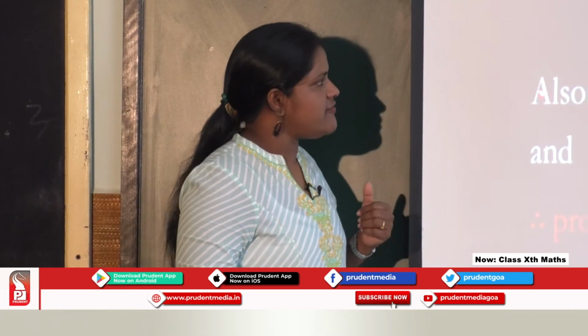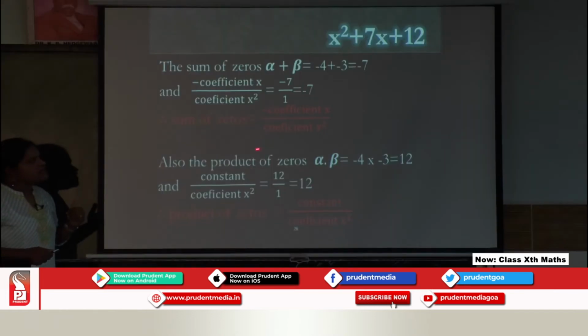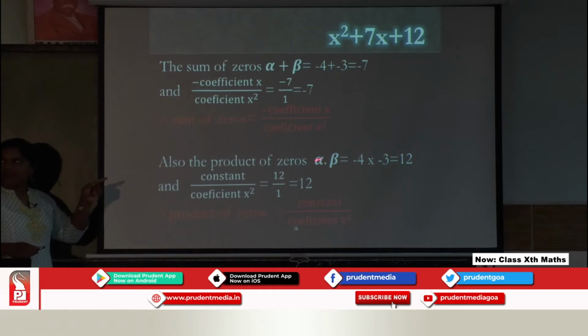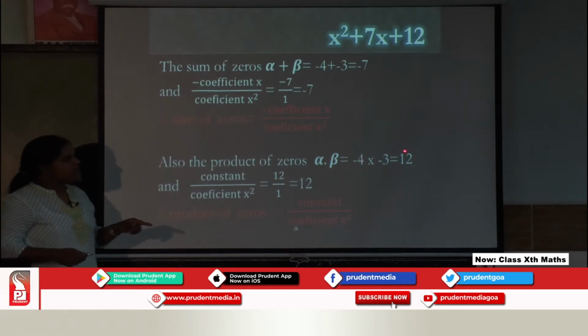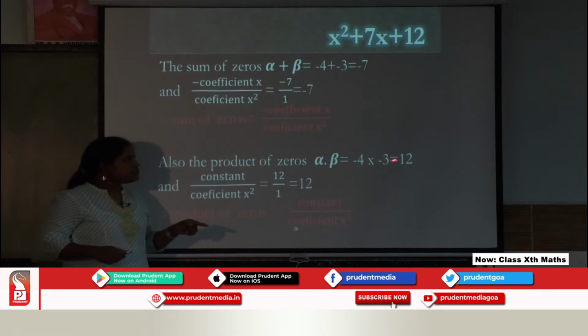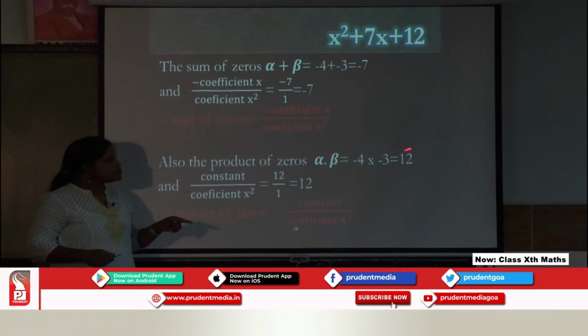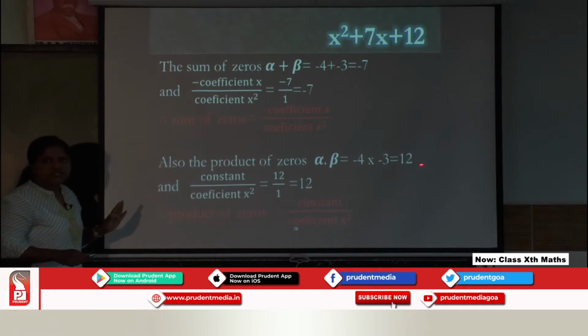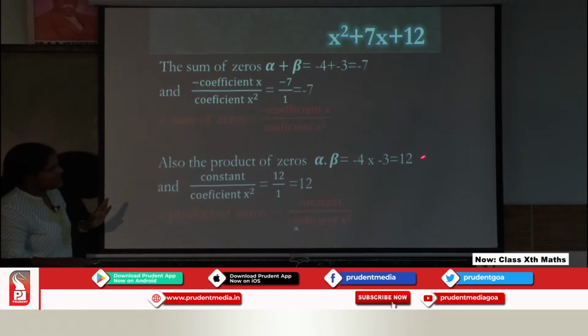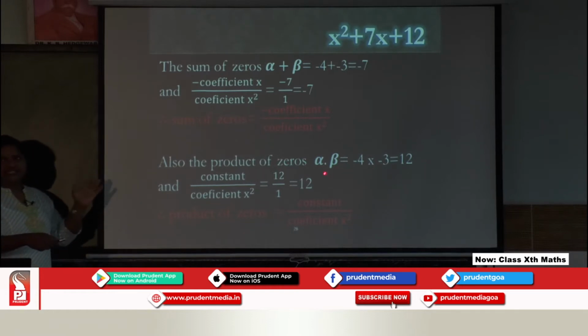Now, how do I verify? Also, the product of zeros, that is alpha multiplied by beta. So, minus 4 multiplied by minus 3. 4 into 3 is 12. Minus into minus is positive. So, what do I get is 12. So, I get the product as 12 if I directly multiply the zeros.